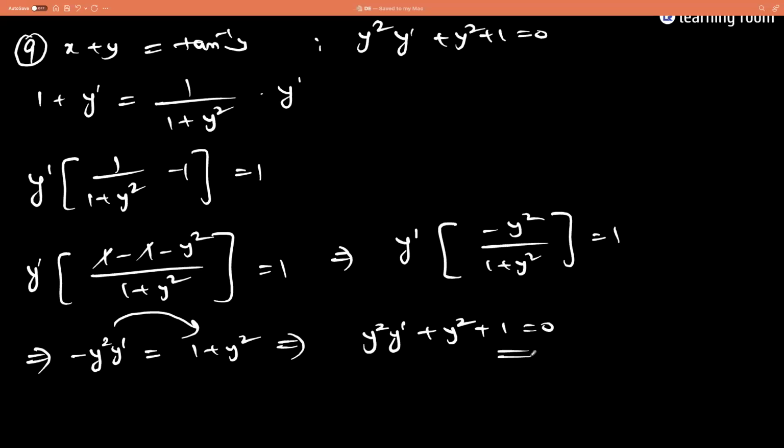Done. So next one is y is equal to root of a square minus x square, and the expression is x plus y into dy by dx is equal to 0. How to solve this?